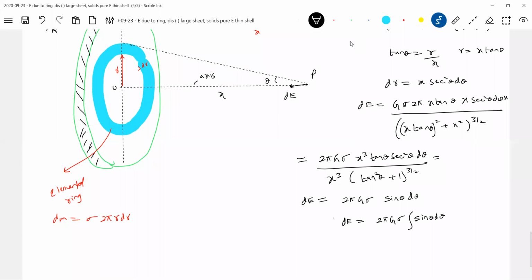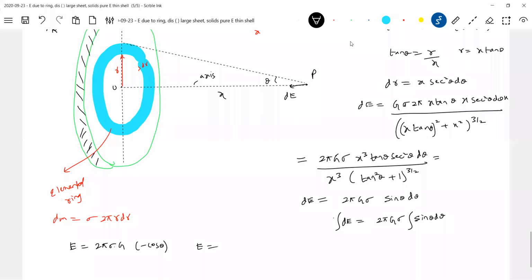So the integration of this is equal to 2 pi sigma. The integral of this will be minus cos theta. Now what is the limit? Let me go for the limit here now.